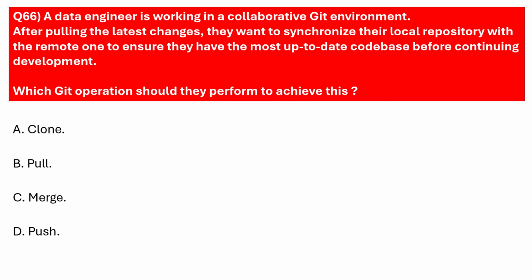Q66. A data engineer is working in a collaborative Git environment. After pulling the latest changes, they want to synchronize their local repository with the remote one to ensure they have the most up-to-date code base before continuing development. Which Git operation should they perform to achieve this? A. Clone. B. Pull. C. Merge. D. Push.